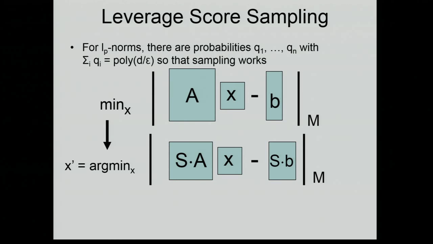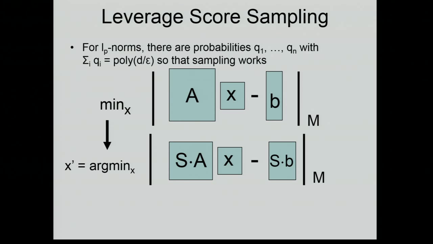Then what it says is there are probabilities q1 through qn. Each of these is just a real number between 0 and 1. And qi specifies the probability that you sample the ith row of A together with the ith entry of b. The sum of the qi's is small. It's poly(d) over epsilon. So if I think of these qi's as sampling probabilities and I apply them to the rows of this regression problem, in expectation I'll get roughly poly(d) over epsilon samples, which is small.